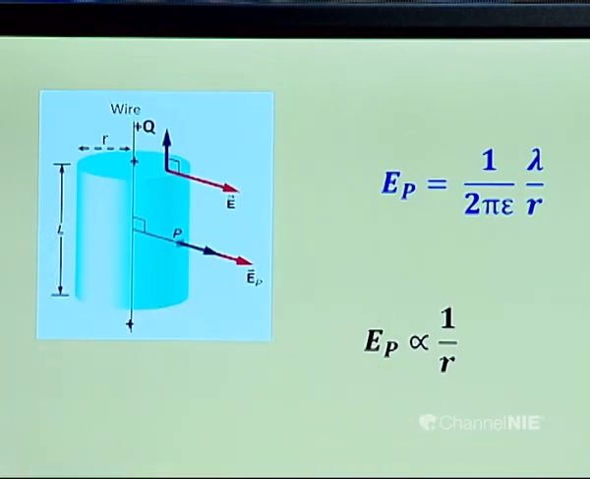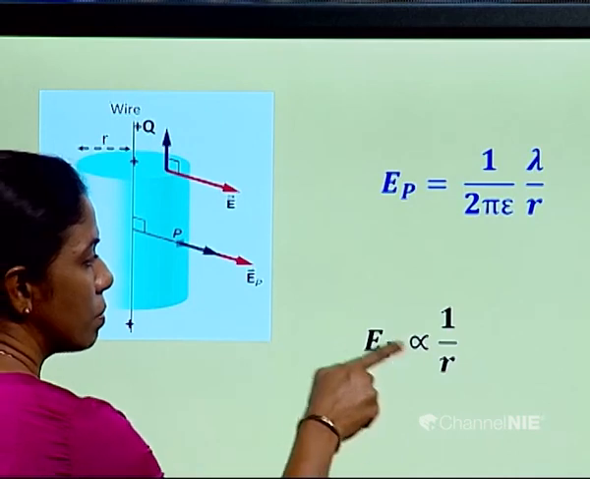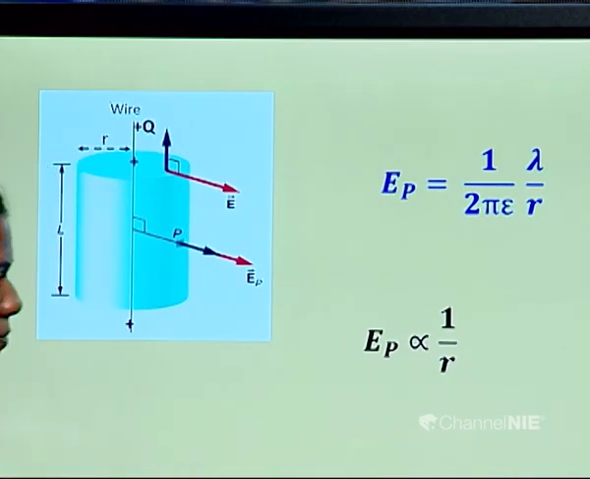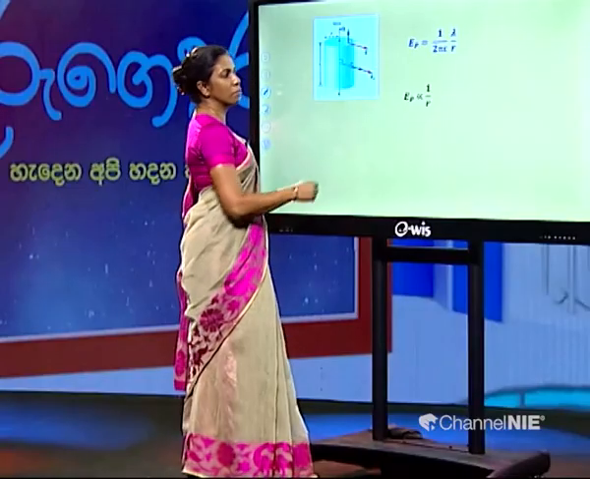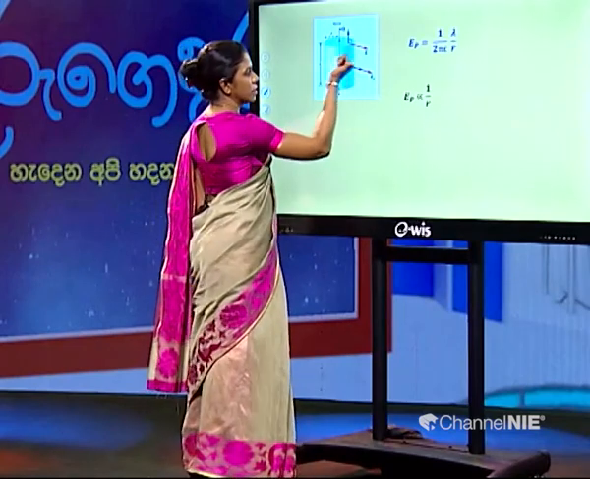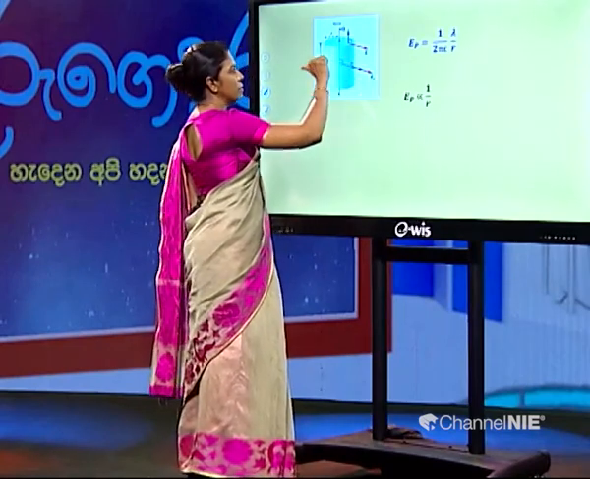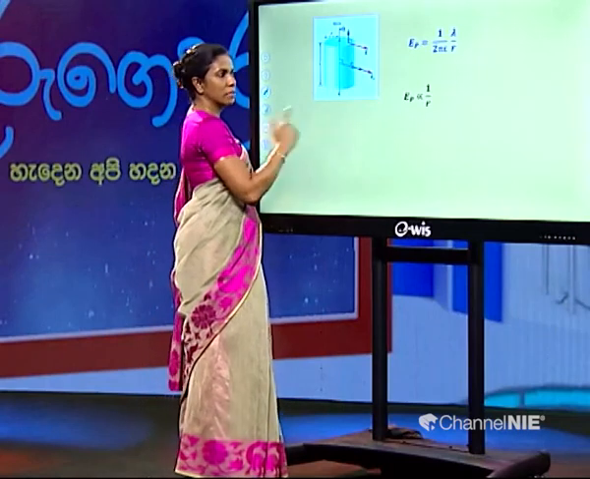Earlier, field intensity varied, in spheres and point charges, inversely proportional to the square of the distance. Here, the field intensity varies inversely proportional to the distance, and also the field is a vector. If the field line is drawn that way, on the other side the field line will be drawn in the other direction. So, it is a vector.